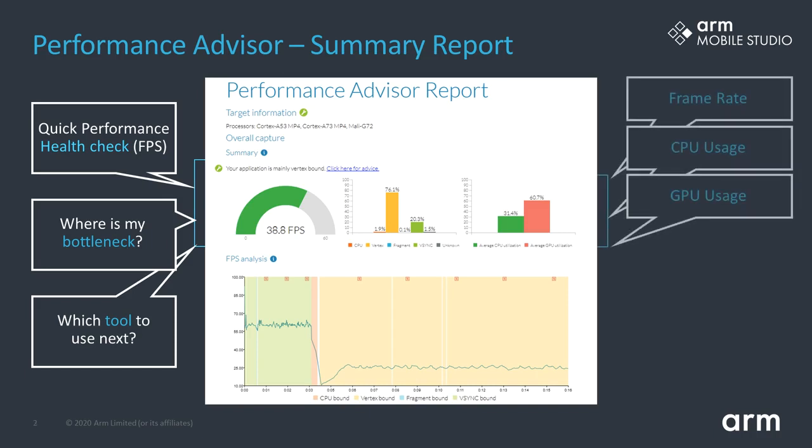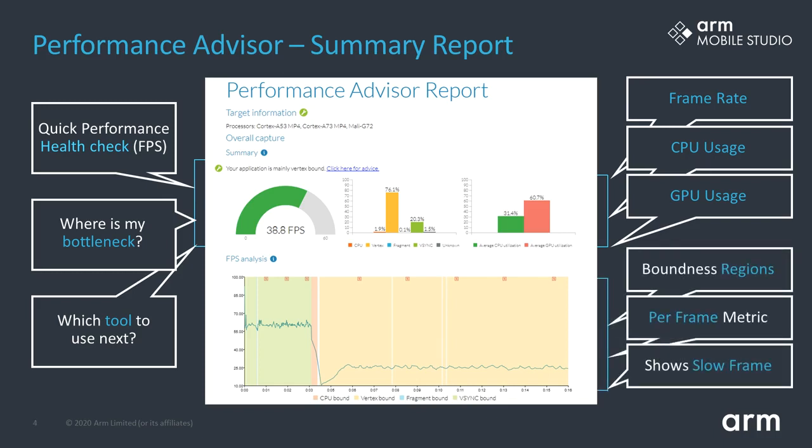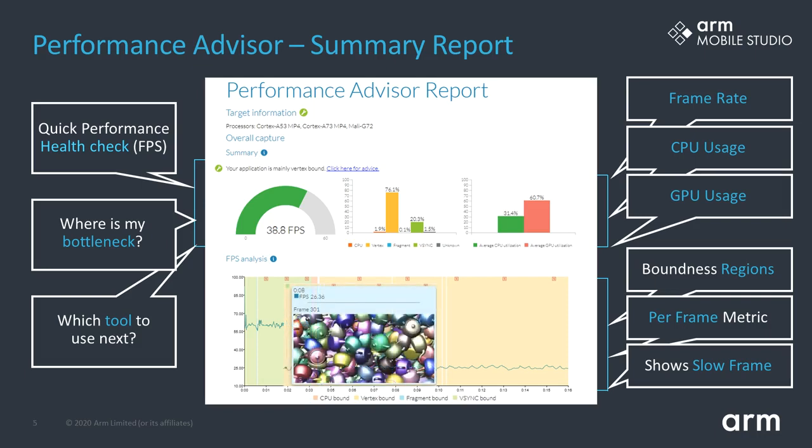Performance Advisor helps you answer these questions by giving you information like frame rate, CPU usage, and GPU usage. It also gives you bound regions, meaning, for the entire capture of your game sequence, it tells you which part of the sequence is CPU bound and which is vertex or fragment bound, and so on. The metrics shown in this chart are per-frame metrics, and the chart can also show you the slow frames, which is very handy when trying to spot the problem.